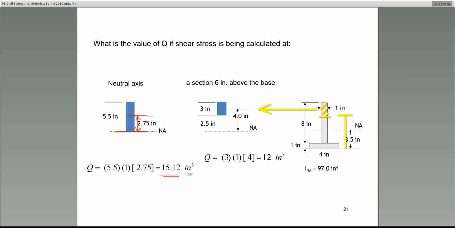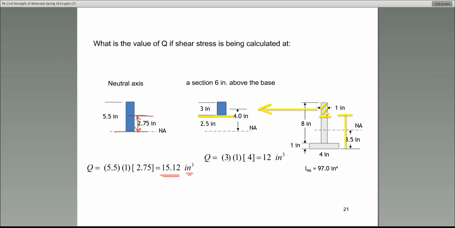If you take a look at that, that is the area above the section at which I'm calculating the shear stress. Does everybody agree? And if you look at the numbers, it comes out that way. It's 3 inches from that section to the top. Now, what I want you all to do is calculate the Q value associated with this.